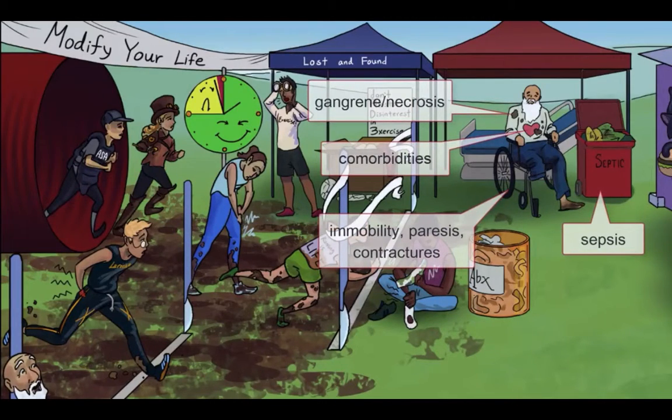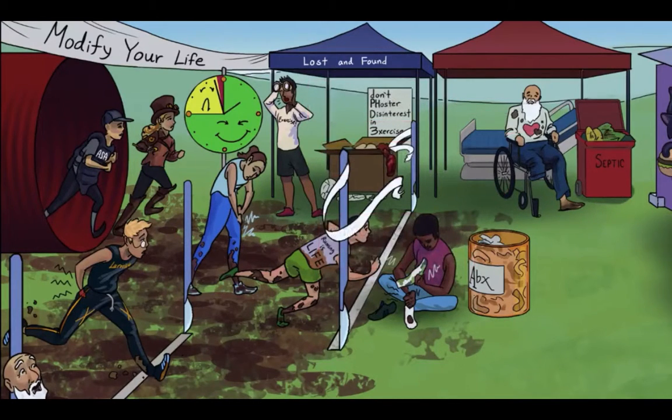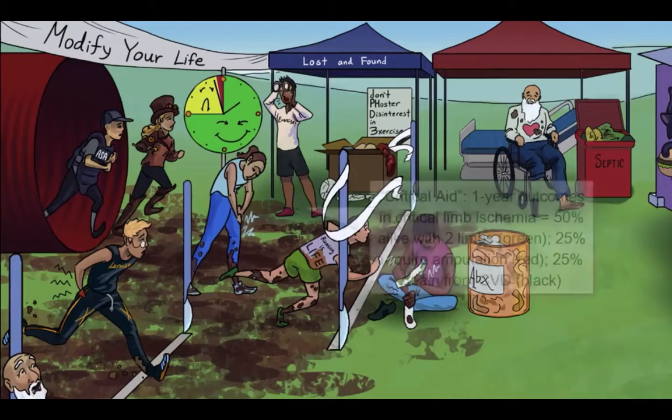We've symbolized a few of the important factors that increase risk for amputation on this amputee here: the muddy heart for comorbid conditions, a black stain for significant gangrene or necrosis, a wheelchair to represent immobility, paresis, and incorrectable flexion contractures, and a stinky pile of socks to symbolize sepsis.